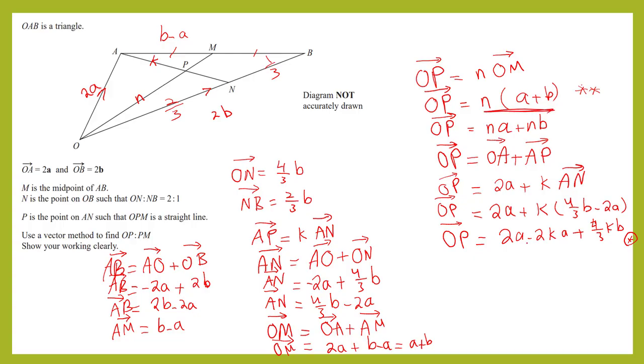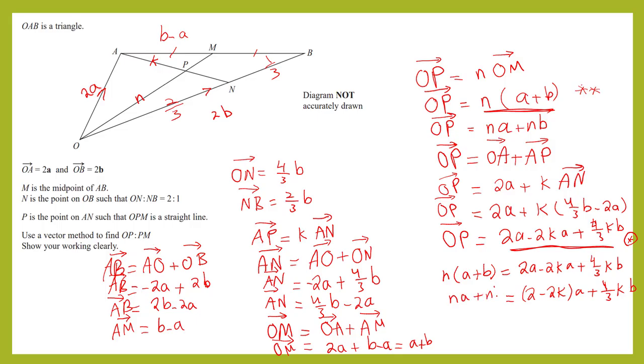You need to equate both of them, make them equal to each other. So n multiplied by a plus b equals 2a minus 2ka plus 4 over 3 kb. Just collect the a's together: 2 minus 2k multiplied by a, plus 4 over 3 kb. Here we have na plus nb. Equate the a's together: n equals 2 minus 2k. And for the b's, n equals 4 over 3 k.